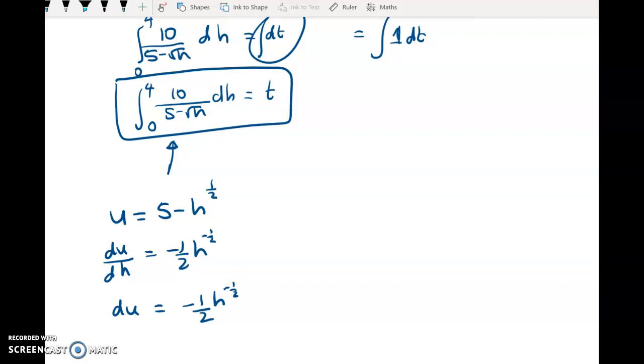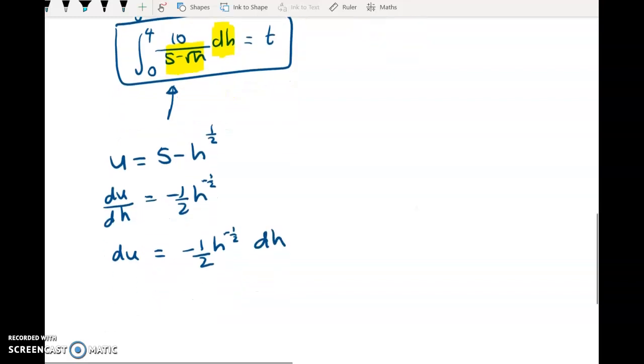Now looking at what we're going to have to switch out in here, we can easily replace this with u, but we're going to have to get an expression for dh. And I've just managed to leave the dh off there. There we go. So it's not quite right. We need to have a way to get rid of dh.